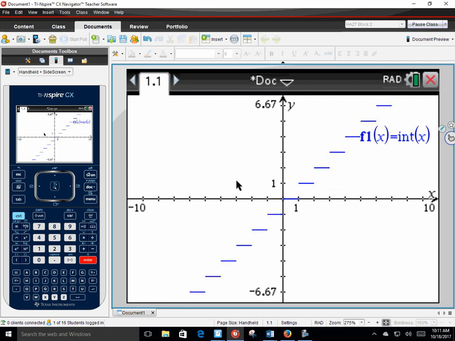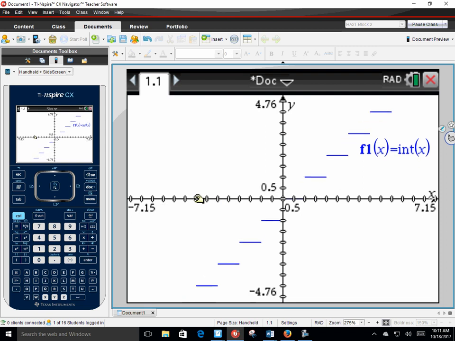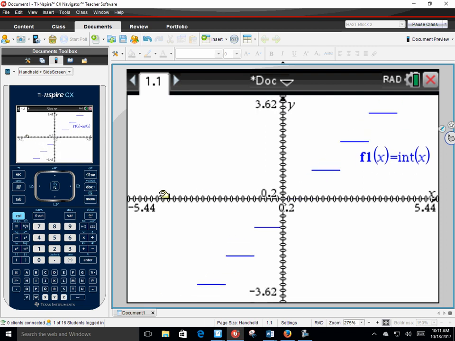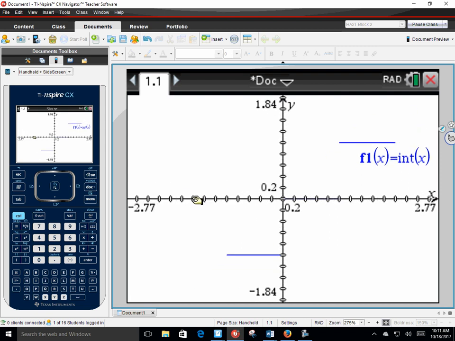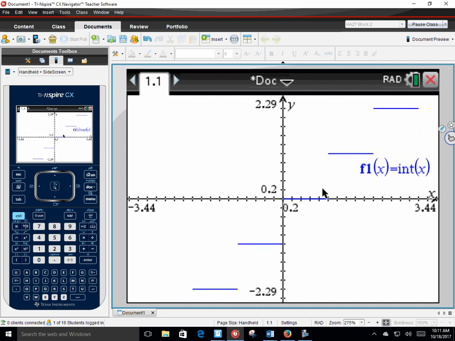That's kind of interesting. I'll leave it like that. If we can see this still, right? So I kind of zoomed in, and what I should see here is like this.